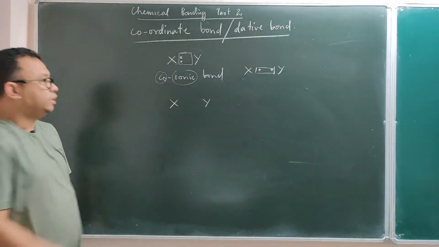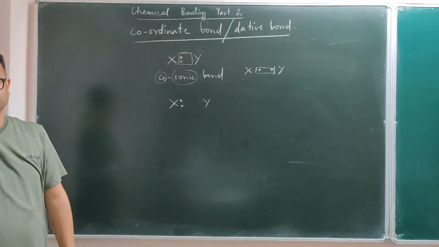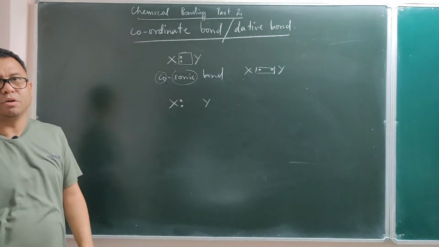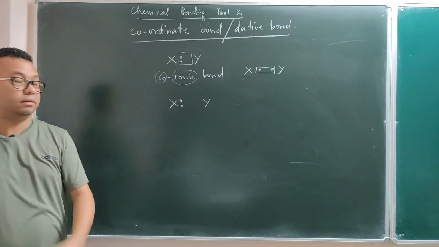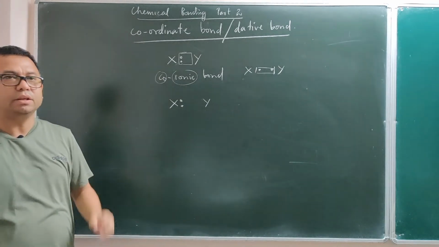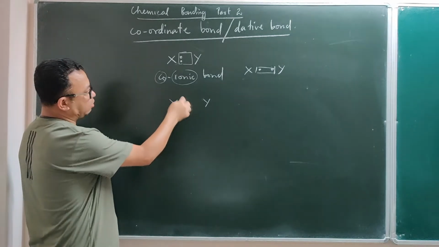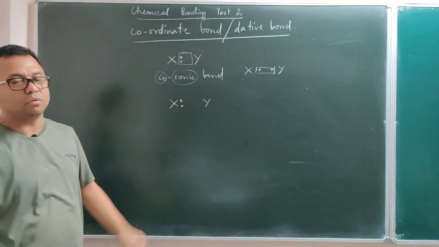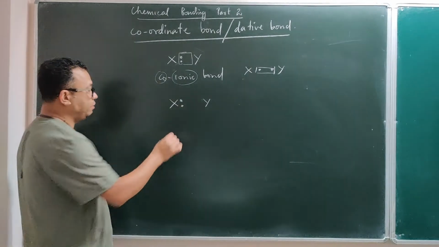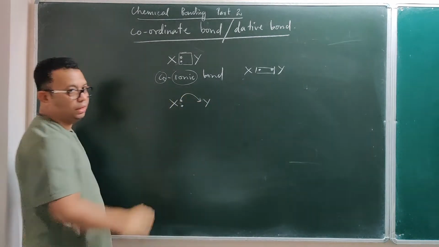Suppose X has 2 electrons and Y doesn't have any. So rather than saying that both of these electrons have been contributed by X, some scientists believe that first, when this X and Y combine together to form a molecule, out of the two electrons in the lone pair, by the way I'll call this a lone pair of electrons not used for formation of any bond, step 1 is that one of the electrons gets transferred to Y.